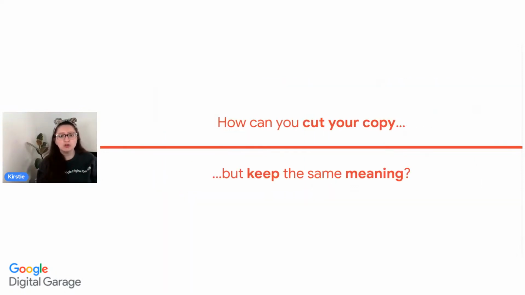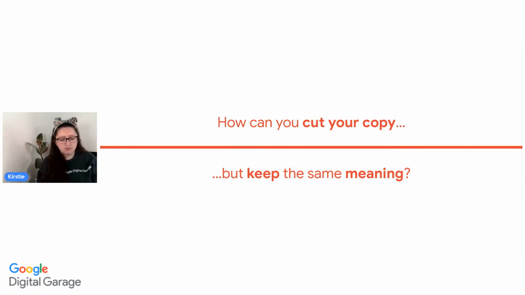And think about how you can cut your own copy but keep the same meaning. So how can you cut out some of those bits that are sort of overdone, or the words that you're using that potentially don't land right with your audience, but still keep the meaning and the brand and the value that you're trying to add with that content?